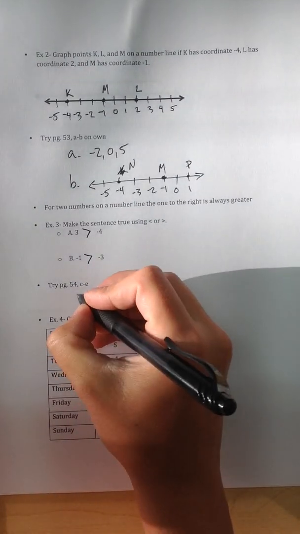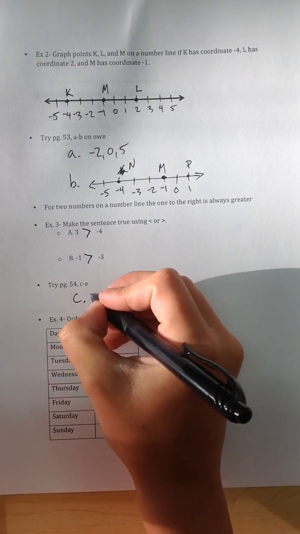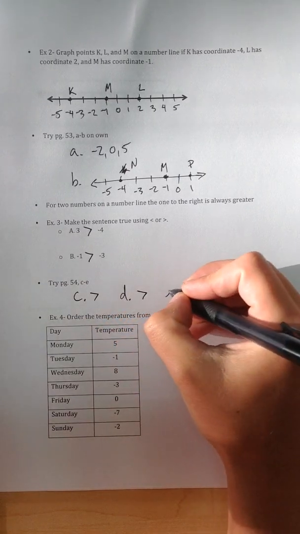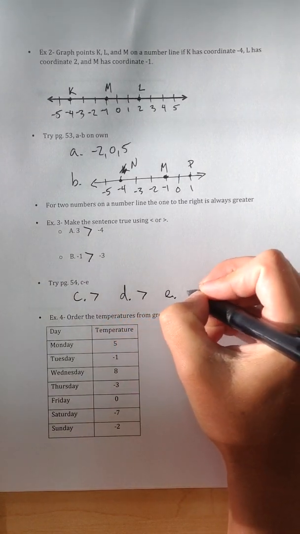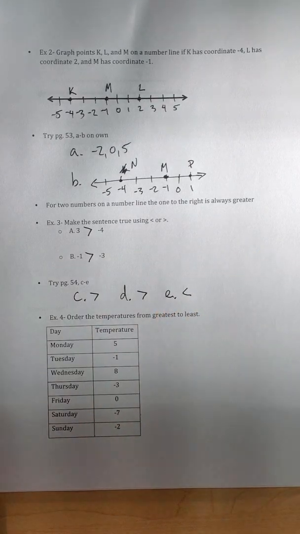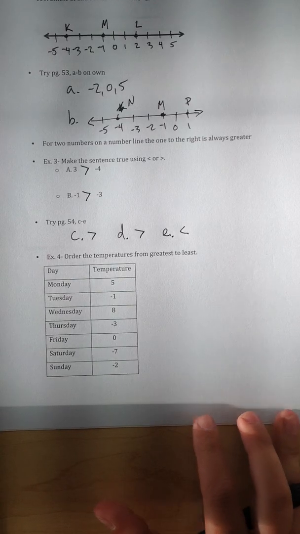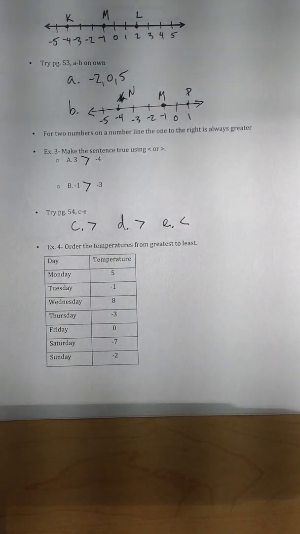Okay, so for C, they got greater than. For D, they also got greater than. And then for E, they got less than. Okay, next thing here, example 4, they want us to order these temperatures from least to greatest.